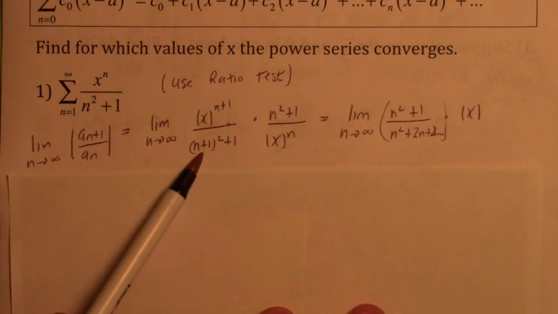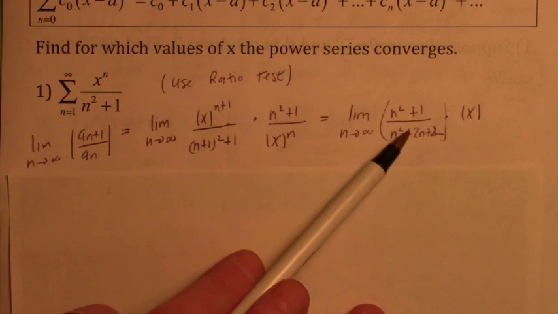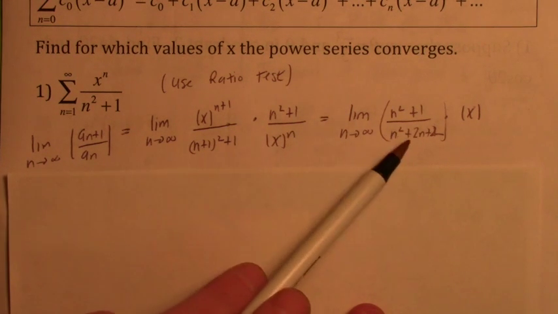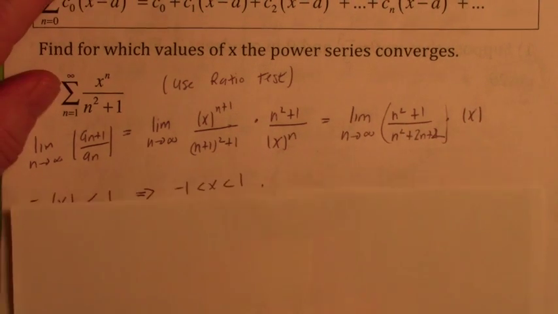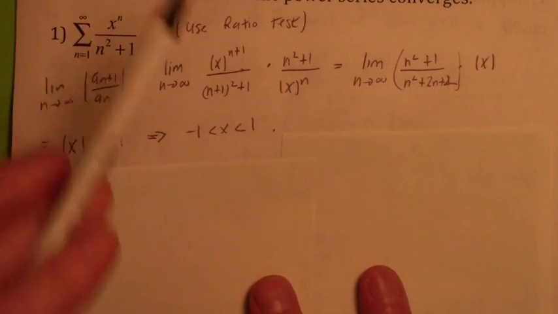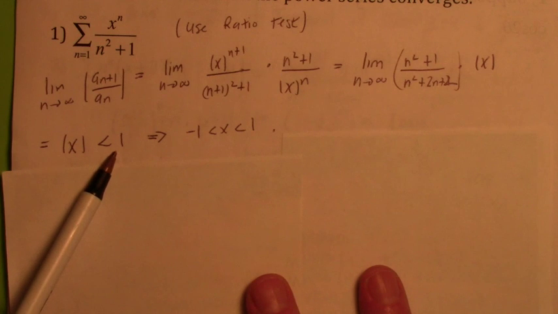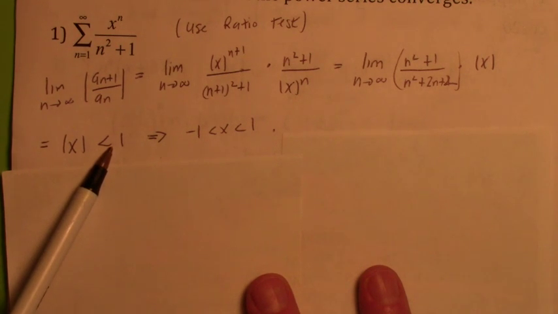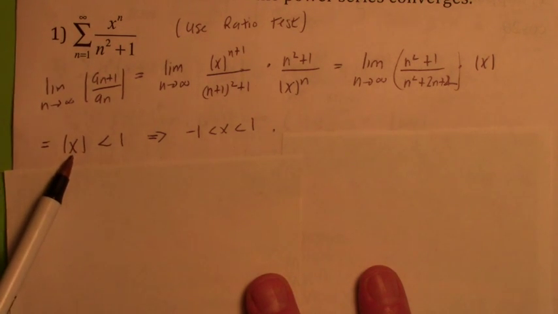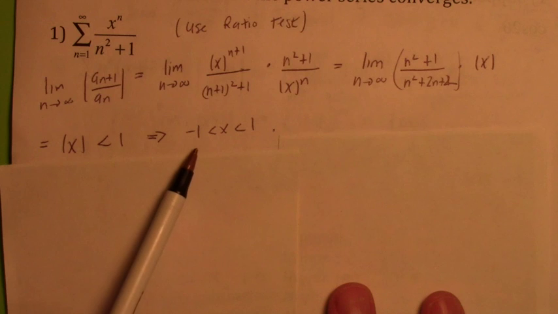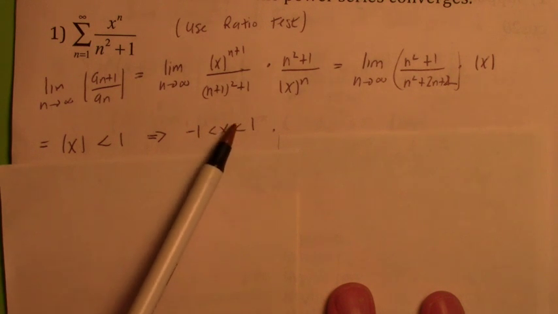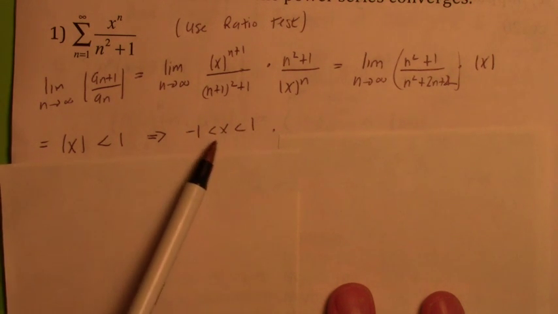This becomes n squared plus 2n plus 2. This is n squared plus 1. So when you take the limit as n goes to infinity, it's pretty easy to see that this factor goes to 1, doesn't it? So you end up with this. The ratio test is going to show that it converges as long as this limit is less than 1. So that means in this case, the absolute value of x has to be less than 1, which means x is between negative 1 and 1. But like I said, the ratio test is inconclusive at the endpoints, so don't assume that it diverges there.